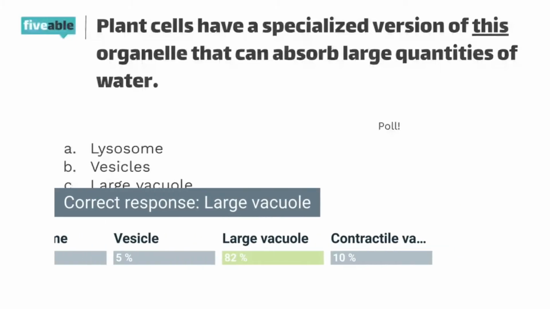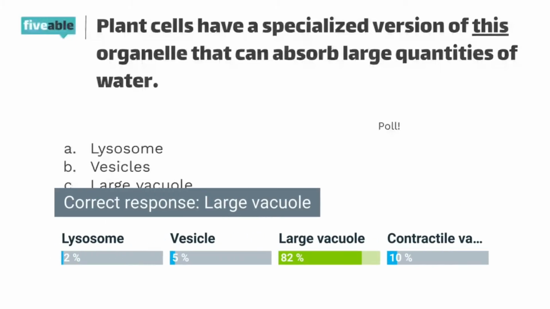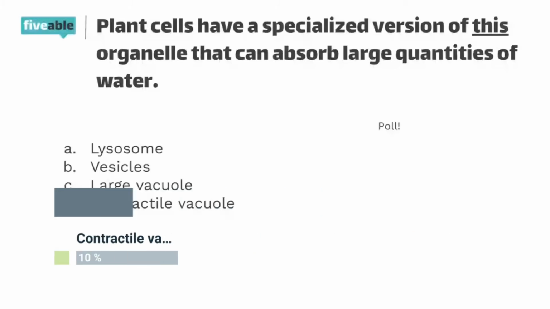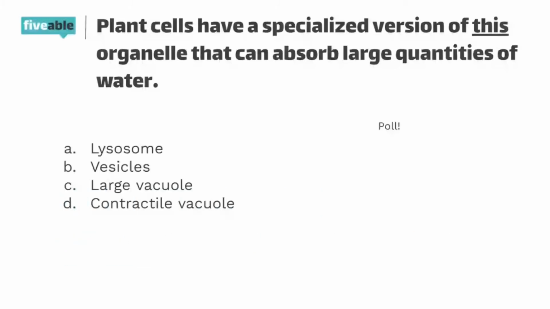But you are all wonderful. Great job. Large vacuole is our answer, right? So large vacuole is our answer. You might have been confused by the contractile vacuole option, but remember that's in our protists that are living in freshwater environments where they're constantly taking in water. So yeah, good job. Let me hide this.